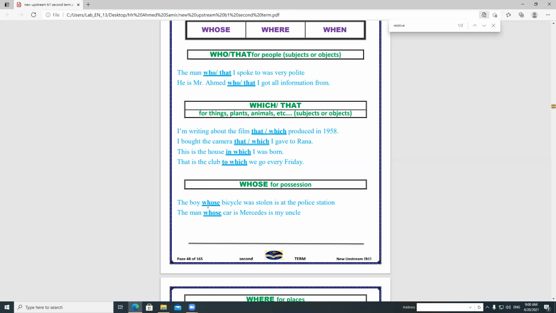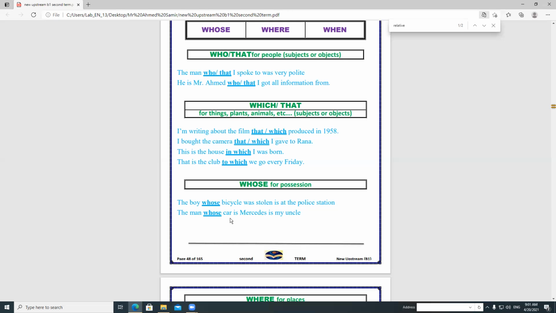So no, try to get the meaning of the sentence. The meaning is saying that the boy's bicycle. So he is talking about the bicycles related to the boy. So the boy owns the bicycle. So the boy whose bicycle, I mean, the boy's bicycle was stolen, is at the police station. And I give here new information about the boy's bicycle. Okay, so this is the possession.